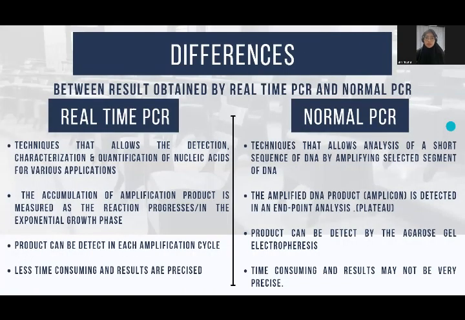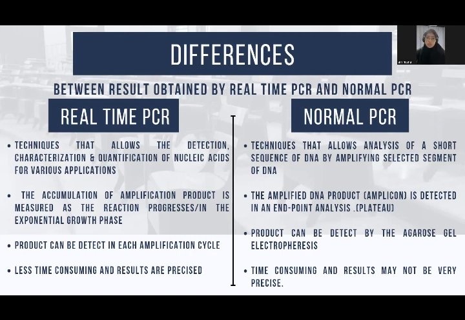Okay, so for the difference between results obtained by real-time PCR and normal PCR. For your information, the short term for real-time PCR is not RT-PCR, because RT-PCR is reverse transcriptase PCR, but the short term is qPCR, which is quantitative PCR. The difference is that real-time PCR is a technique that allows the detection, characterization, and quantification of nucleic acid for various applications, while normal PCR is a technique that allows analysis of a short sequence of DNA by amplifying a selected segment of DNA.